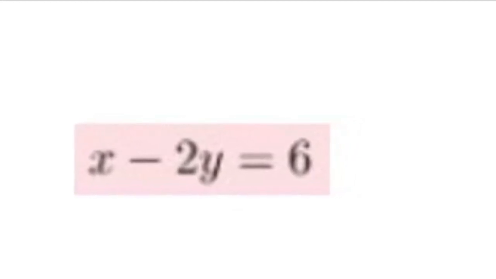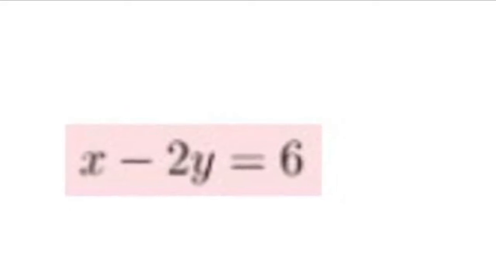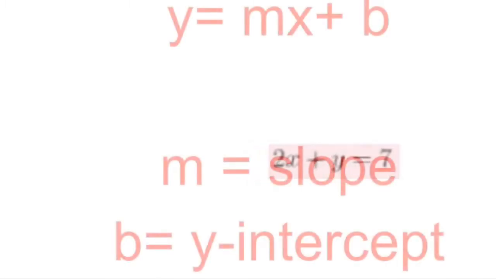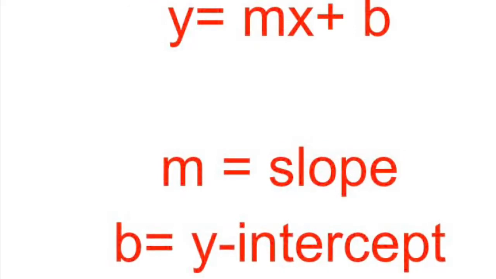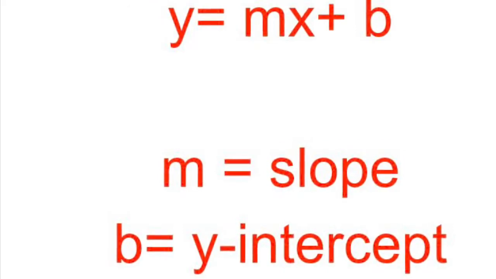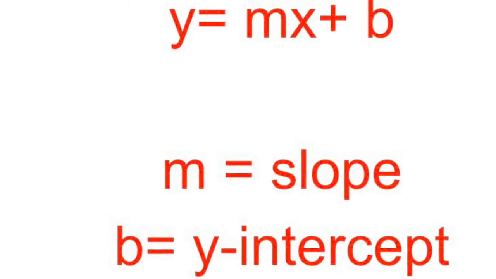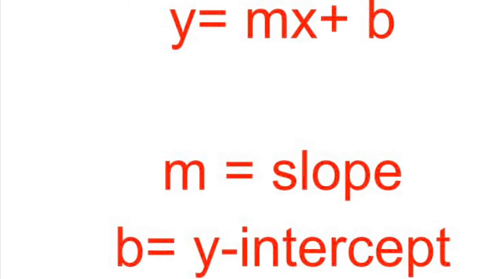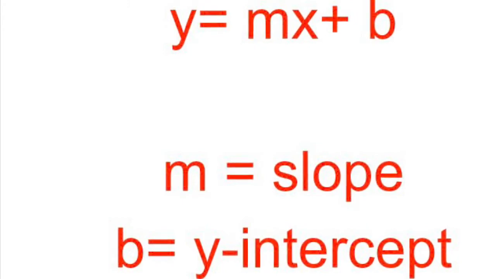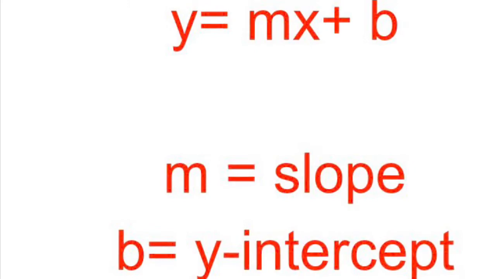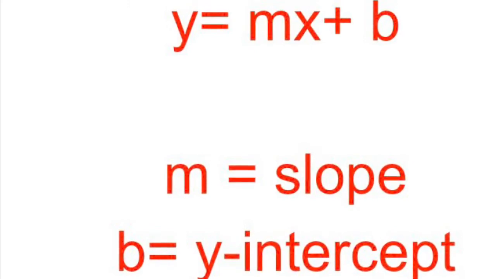Let's look at that first equation right now. What you might notice when you look at equation number 1, 2x plus y is equal to 7, is that it's not in the format that we're used to. We're used to having the y all by itself, and then on the other side having mx plus b, where m is the slope, and b is the y-intercept. So in order to graph this, we want to change the equation 2x plus y is equal to 7 into something that's just y equals. Let's do that now.